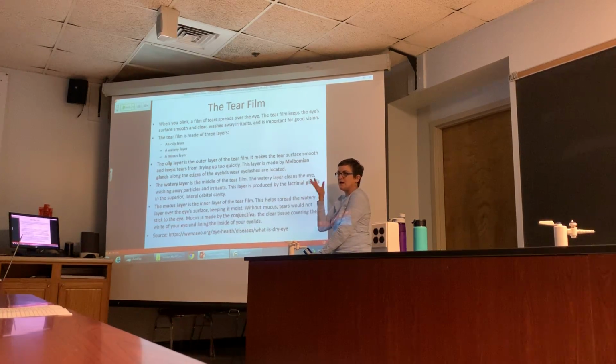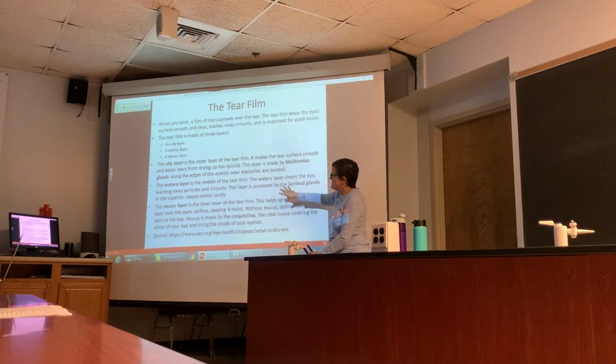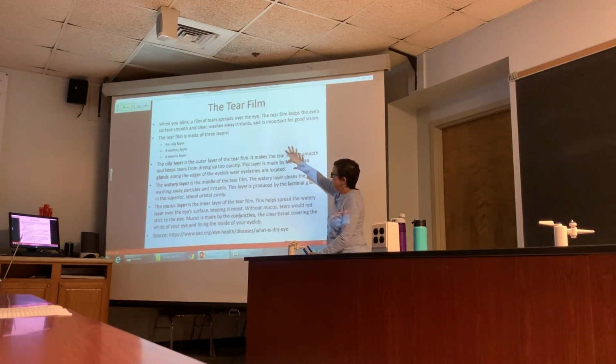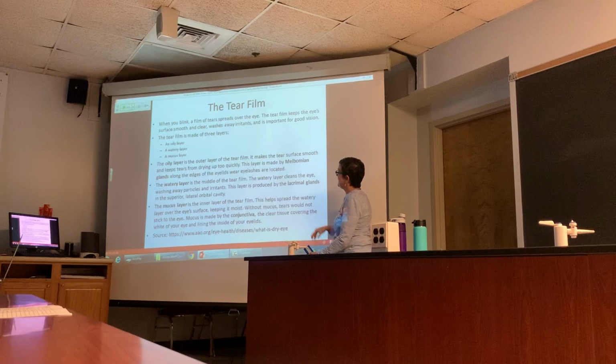In some cases, people have tear production problems, and if there's any problem in any of these layers, it can cause other side effects. So if you don't have enough of a mucus layer, your eyes would get watery all the time. The mucus layer allows the watery layer to stick to the eye. The watery layer is what's produced by the lacrimal glands, which we're going to look at shortly. This is a salt water solution that helps wash away irritants. And then on top of that, you have the oily layer.